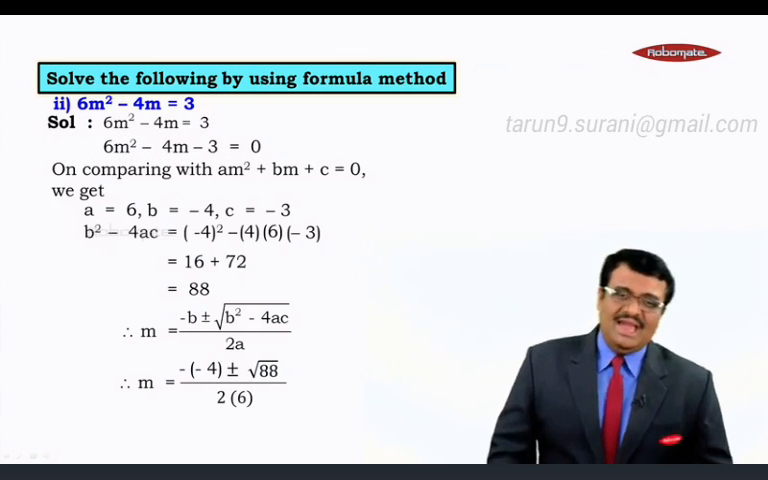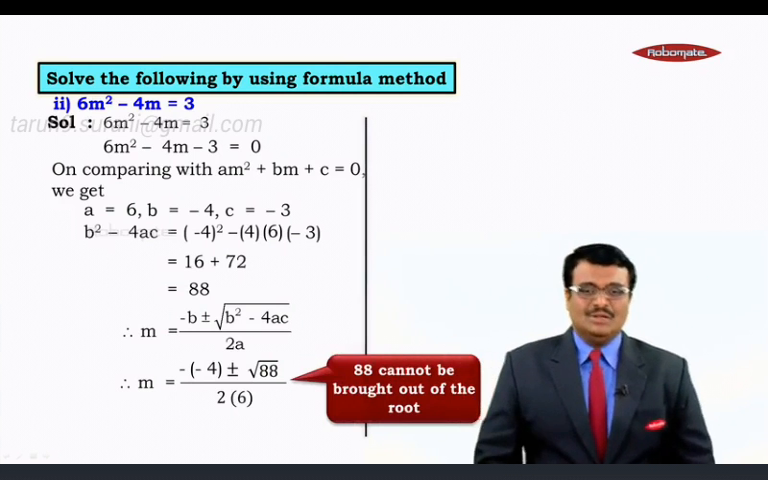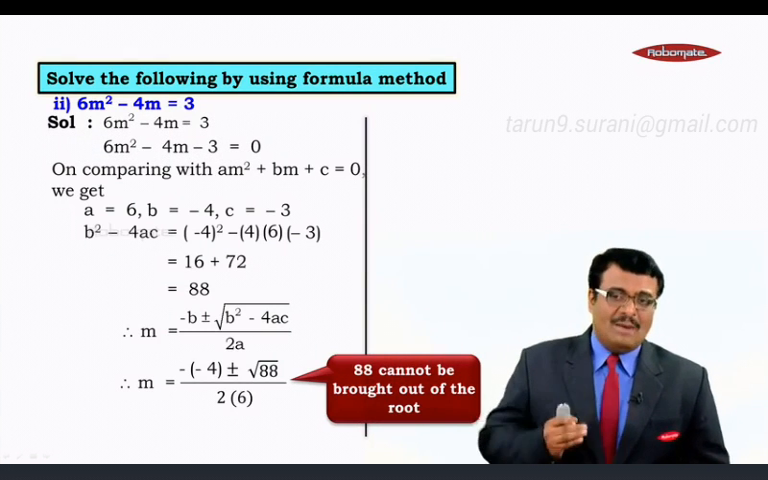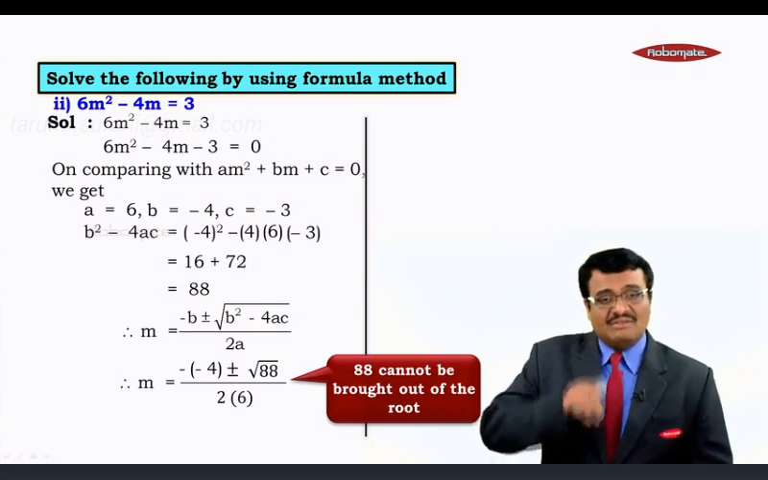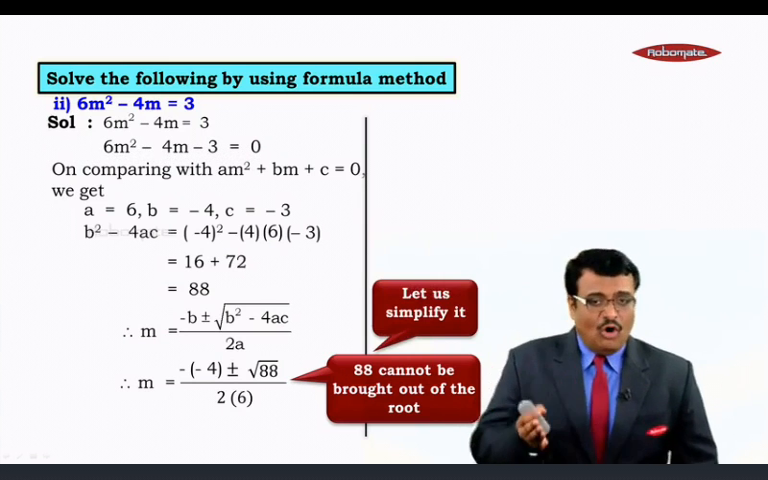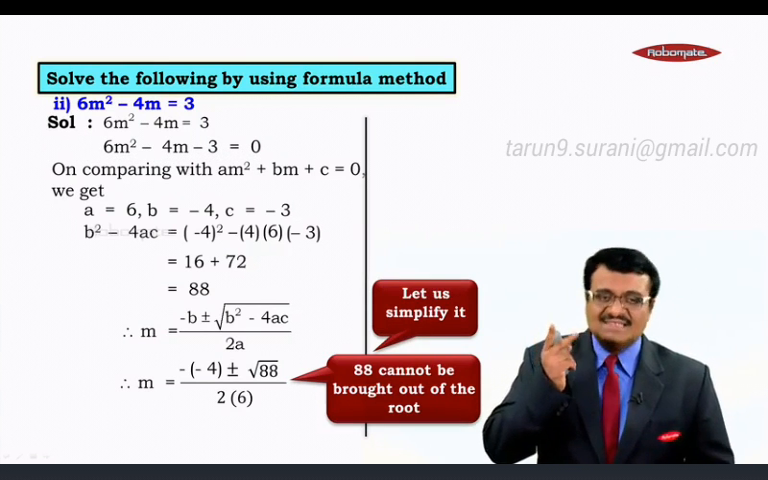So 2 into a is 2 into 6. So what you get is m is equal to minus of minus 4 becomes 4 plus or minus root 88. 88 cannot be brought out of the root as it is, but we will simplify it. Let us simplify it. How will you simplify it? Now 4 into 22 is 88. 4 comes out of the root as 2.